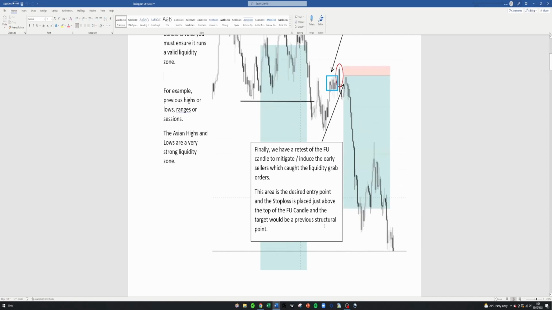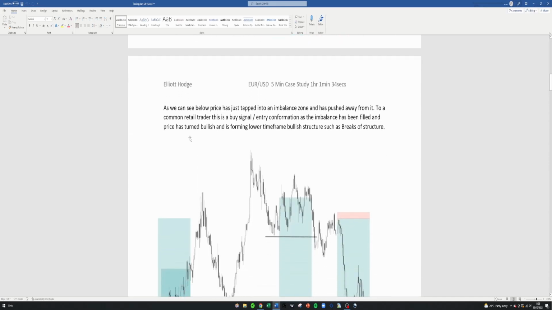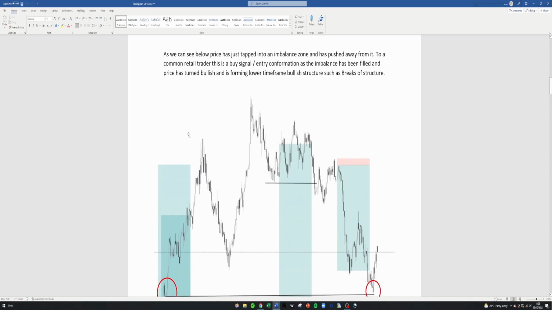Then the move will occur. So this is our desired entry point, the stop loss would be placed just above the top of the candle, and the target would be the previous structural low point. You could set an alert here for partials and move your stop to break even, because that would be a major breaker structure and fuel the continuation there.